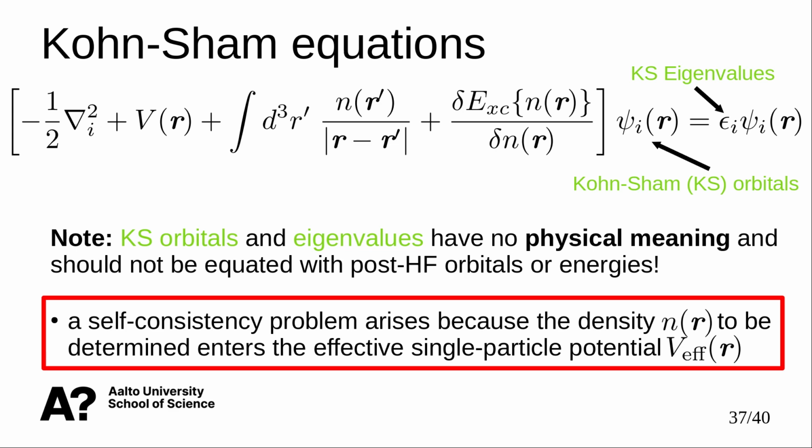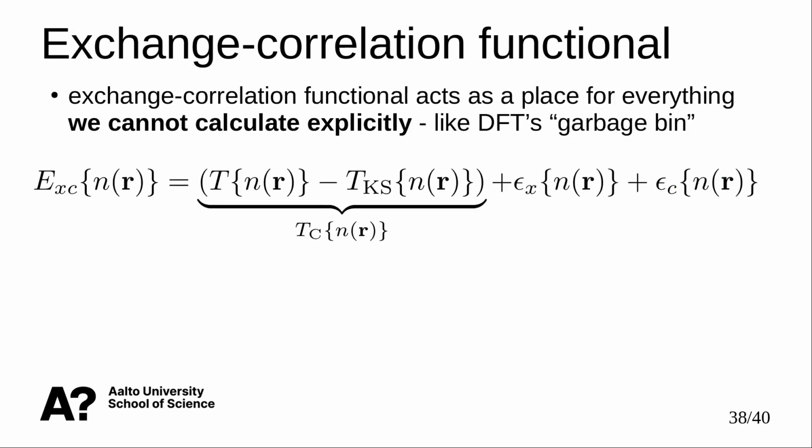So now a final word on this exchange correlation functional. We had it quickly when we discussed the Kohn-Sham formalism, and now I want to make a final claim on that. The exchange correlation functional acts as a place where we put everything in we can't calculate. If you want to be a bit rude, you can say it's like DFT's garbage bin. So that's the exchange contribution, and that's the correlation contribution we already got from Hohenberg and Kohn.